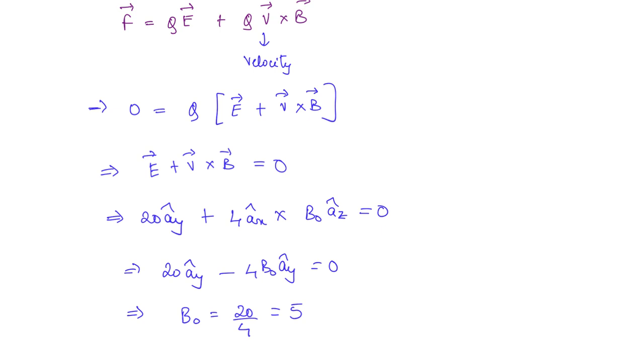This is the value of B naught for which the force experienced by the particle will be 0, and if the force experienced is 0, then it is going to have a uniform, constant velocity.